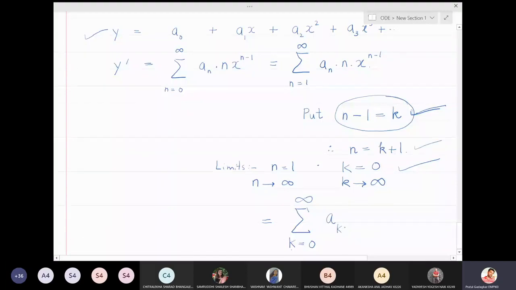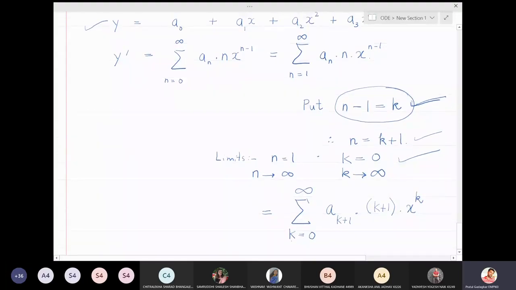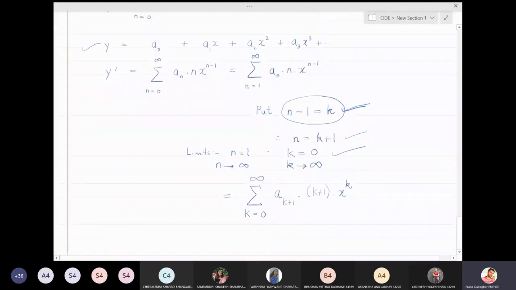So a of k plus 1, into n, which is again k plus 1, into x raised to n minus 1. N minus 1 is k. So the same expression, after a change of indices, is looking in the form of a k plus 1 into k plus 1 x raised to k, going from 0 to infinity.